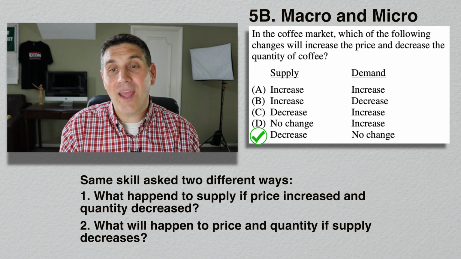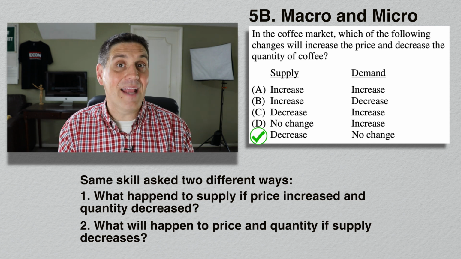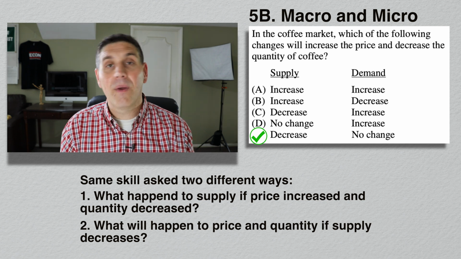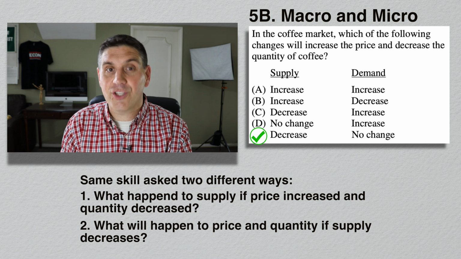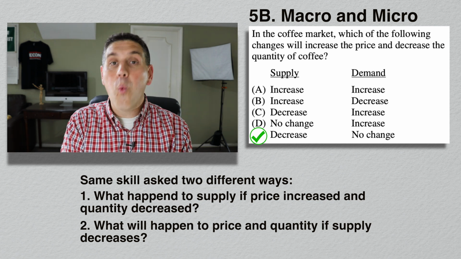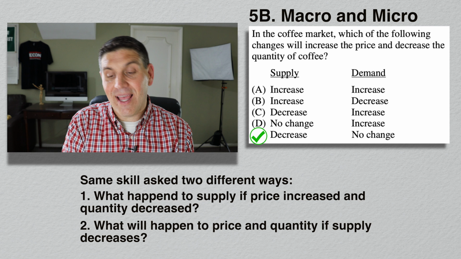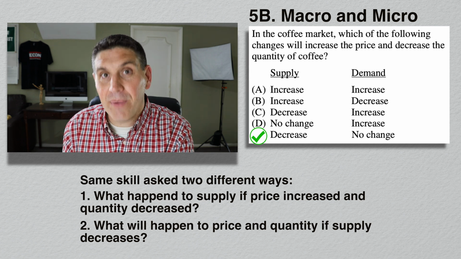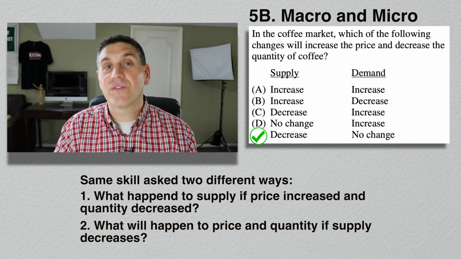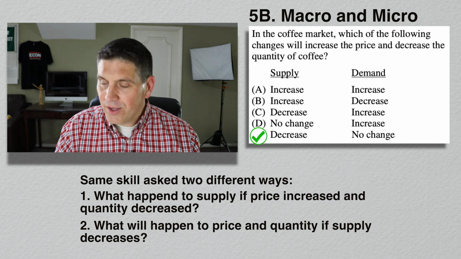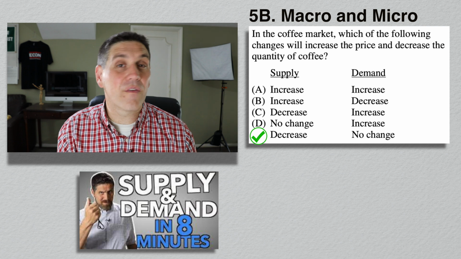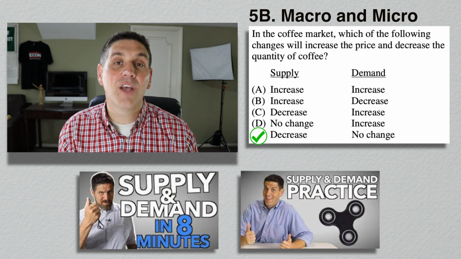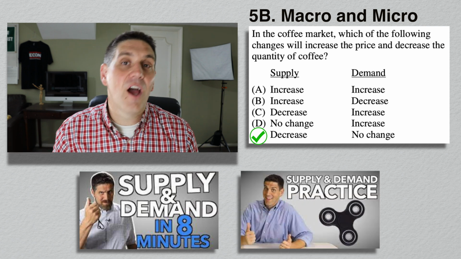Another question might say, what's going to happen if supply decreased? And you would say price went up and quantity decreased. It's really just the same concept, but some questions might ask you, okay, if this occurs, what happened? Other questions might say, if this occurs, what will happen? And as long as you can draw the graphs of supply and demand and shift those curves, you're gonna be fine. And again, I have a video that'll help you out. Watch this if you need an overview of supply and demand. And if you're ready to practice, watch this video. They are all free on YouTube.